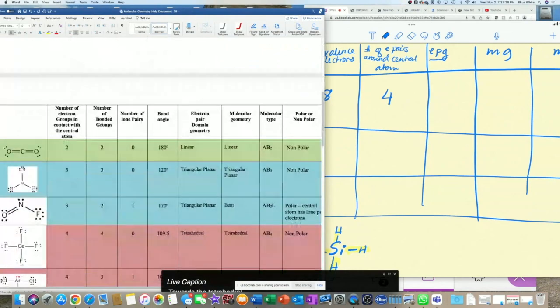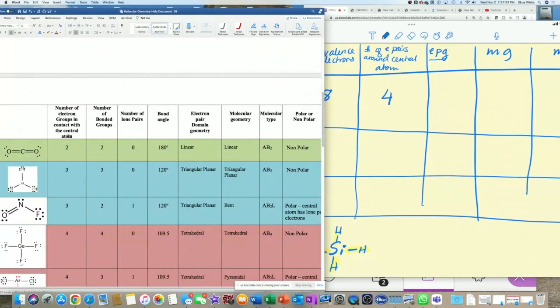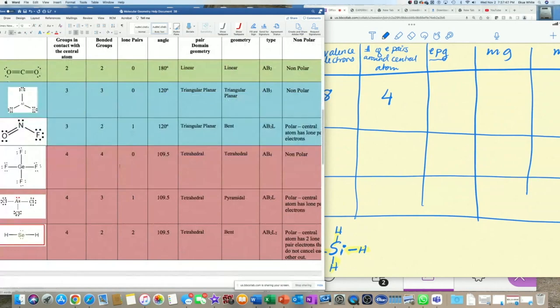This right here says number of electron groups in contact with the central atom, that's surrounding the central atom. The next column is number of bonded groups. After that, we have number of lone pairs. So when we're looking at this right here, we have four electron groups around the central atom, right?